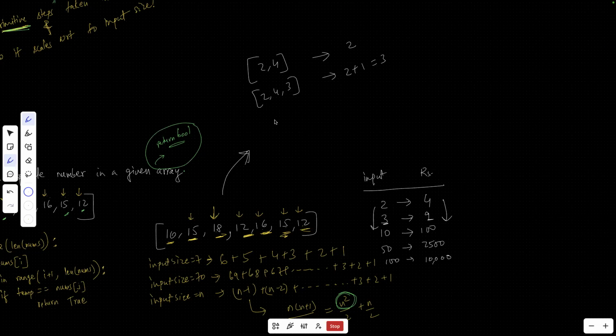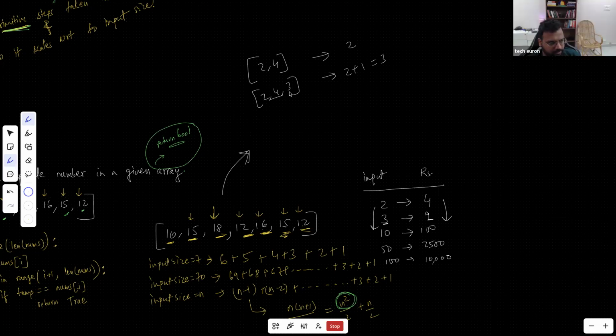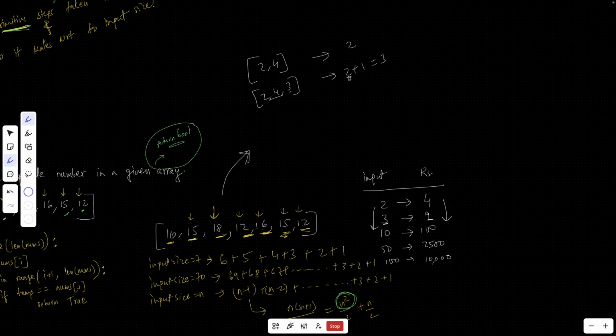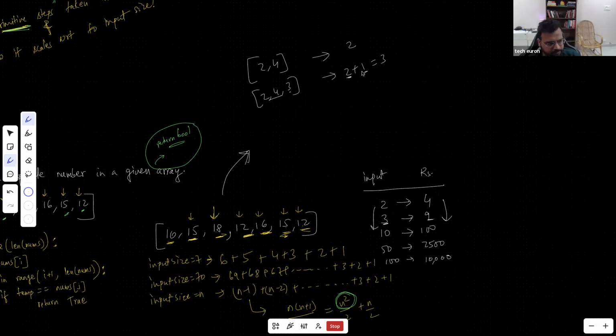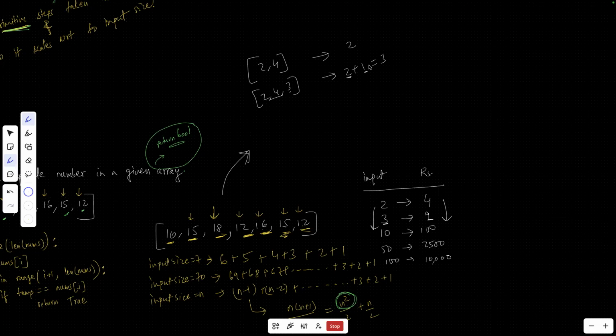No, 2 and 4 you will compare, 2 and 3 you will compare, then 4 and 3 you will compare. So how many comparisons are you doing? 3 steps you are taking.